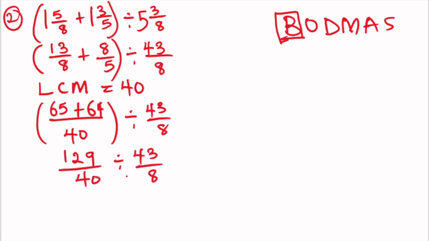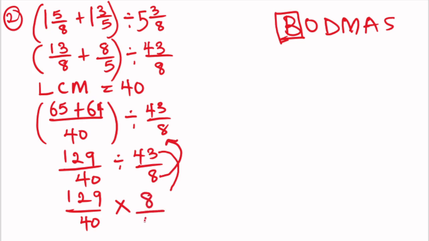So now we can focus on this division part. So moving to the division, we have 129 over 40. This division sign we have to change to multiplication because whenever we are dividing by a fraction, we'll have to change the sign to multiplication and get the reciprocal of this fraction. So 43, which is the numerator, comes down and becomes the denominator, and 8, which is the denominator here, goes up and becomes the numerator.